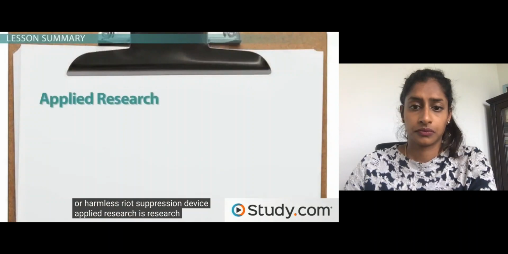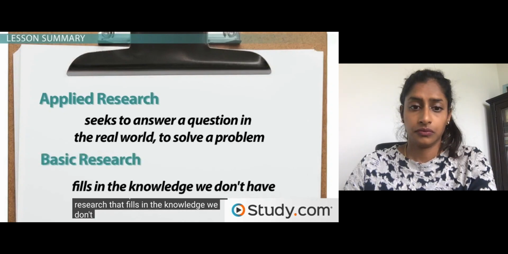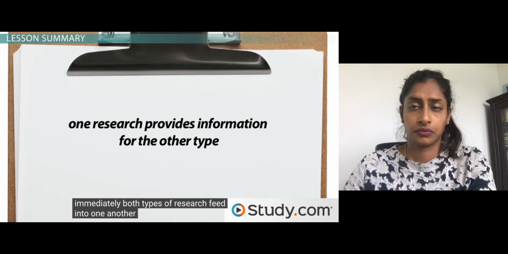Applied research is research that seeks to answer a question in the real world and to solve a problem. Basic research is research that fills in the knowledge we don't have. It tries to learn things that aren't always directly applicable or useful immediately. Both types of research feed into one another, and one research provides information for the other type.